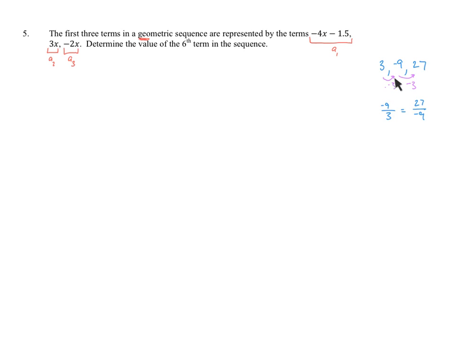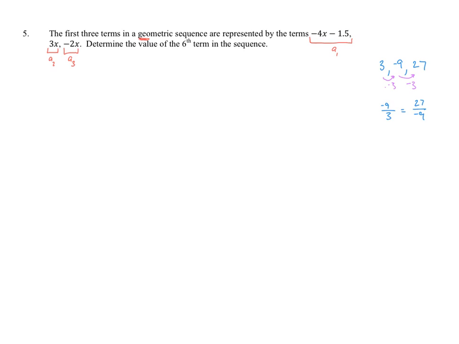Because if I'm multiplying by negative 3 to go from term 1 to term 2, then term 2 divided by term 1 should be that common ratio. And if I do the same thing to go from term 2 to term 3, then if I divide term 3 by term 2, I should get that common ratio again. So negative 9 divided by 3 is negative 3, and 27 divided by negative 9 is also negative 3. These two things are equal. We're just going to leave it there.